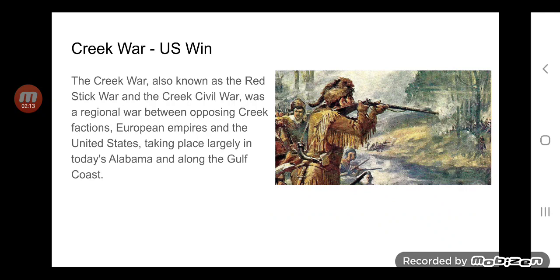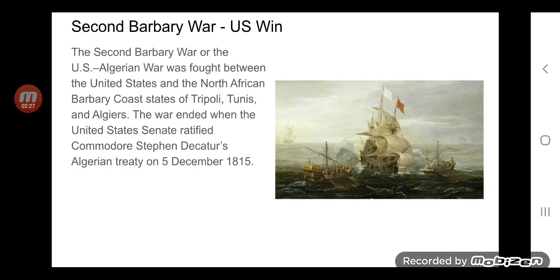Creek War, U.S. win. The Creek War, also known as the Red Stick War and the Creek Civil War, was a regional war between opposing Creek factions, European empires and the U.S., taking place largely in today's Alabama and along the Gulf Coast.